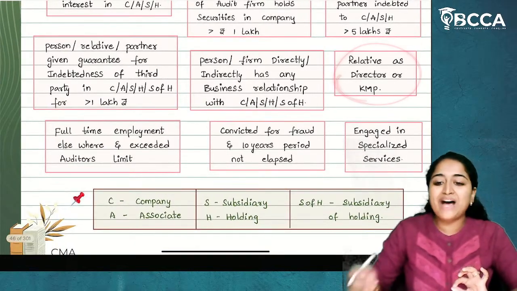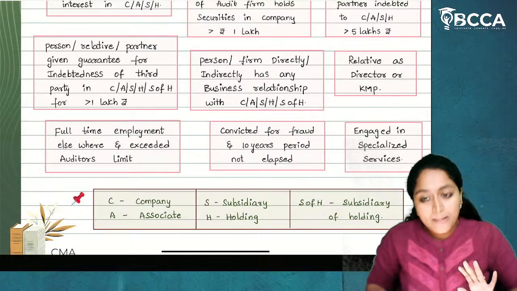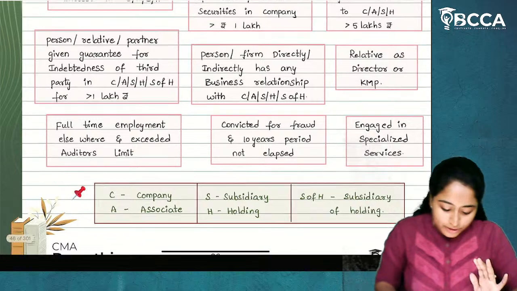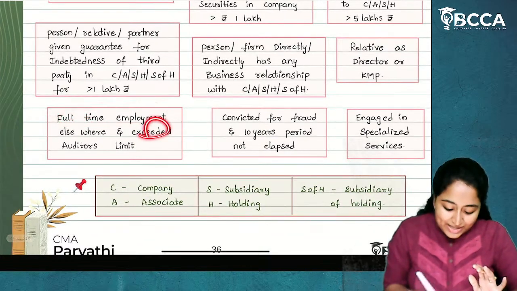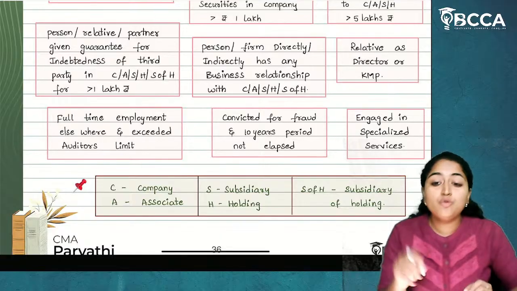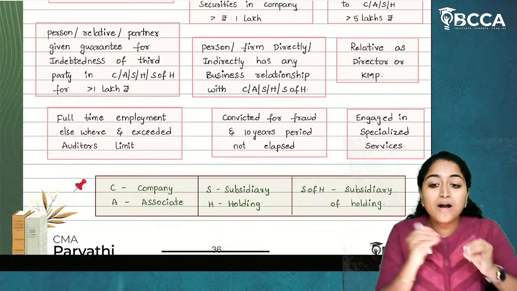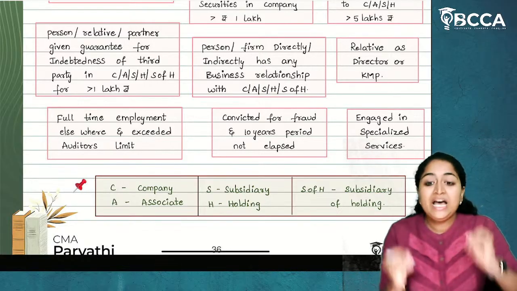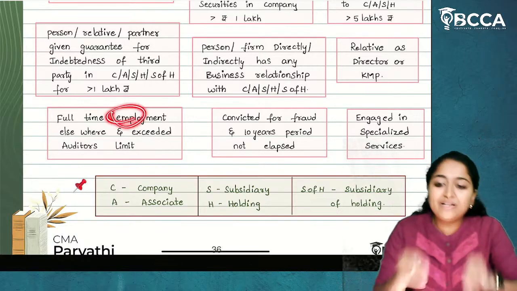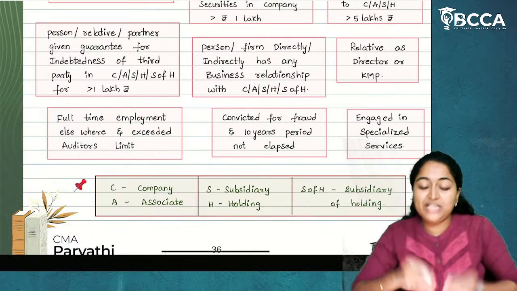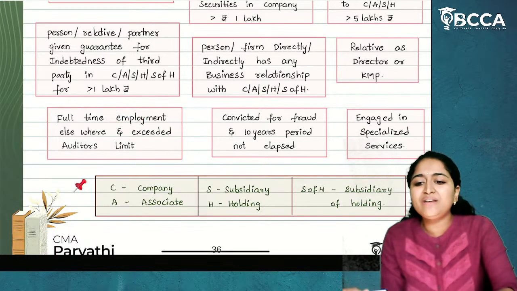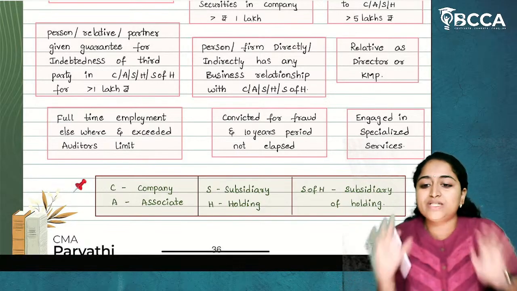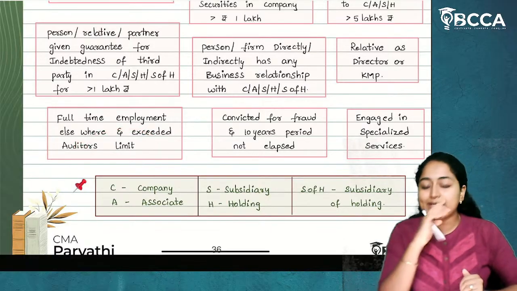Next, relative as a director or key managerial person. Then director, KMP, relative, all are disqualified to be appointed as cost auditor. Full-time employment elsewhere and exceeded the auditor's limit. Now, who will be appointed as the cost auditor? A cost accountant in practice having a valid COP and deemed to be in practice. If he is in full-time practice, how will he be a full-time employee elsewhere? If he is a full-time employee elsewhere, he is disqualified. He is working for another professional. How will he come and do the audit for my company? No, it's not allowed.